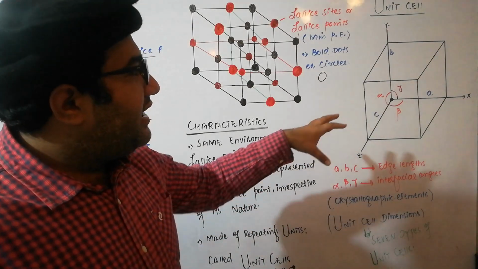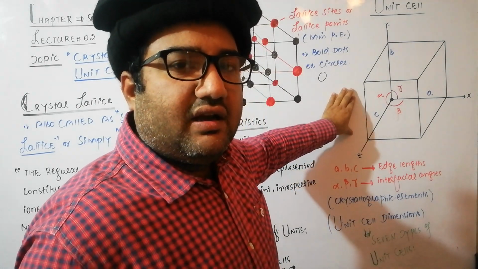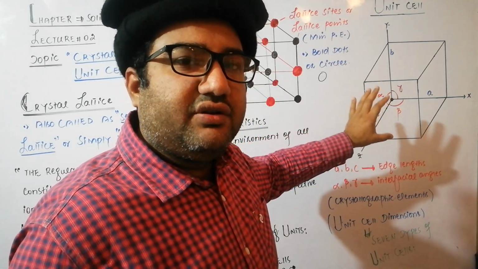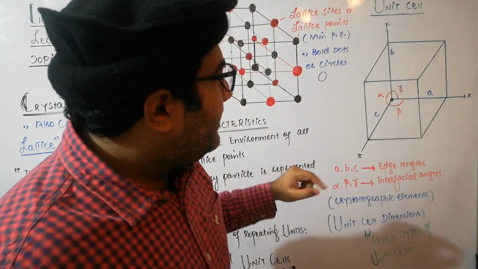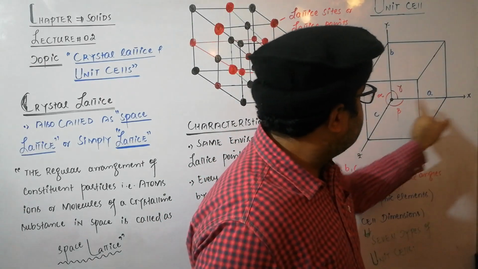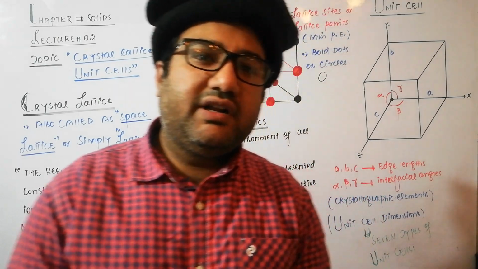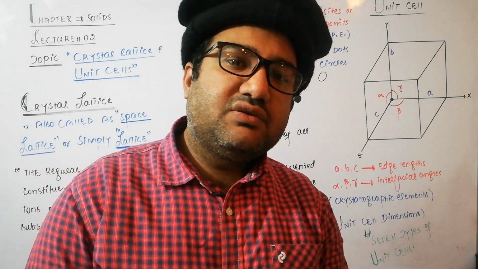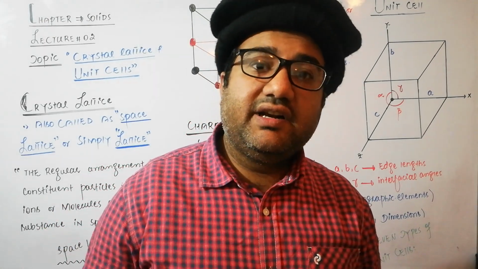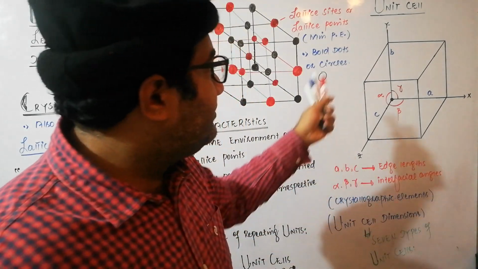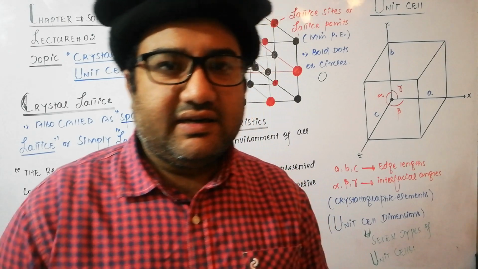Now I have made a simple cubic unit cell here. Out of all the unit cells, the simplest unit cell is the cubic. Now this one is the cubic unit cell. It has three axes. One is the x-axis, second is the y-axis, and third is the z-axis. So first of all, it should be quite clear to you that a unit cell is also a three-dimensional entity. The unit cell is not two-dimensional. It is also three-dimensional. It has three axes. So it is also a three-dimensional smallest part of the crystal lattice.